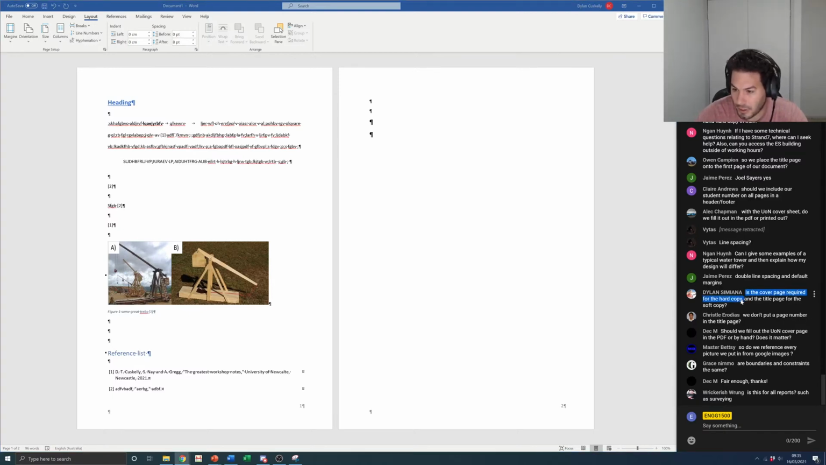Is the cover page required for the hard copy? Yes. And is the title page required for the soft copy? Yes. The title page is required for both. The cover page is required for the hard copy.